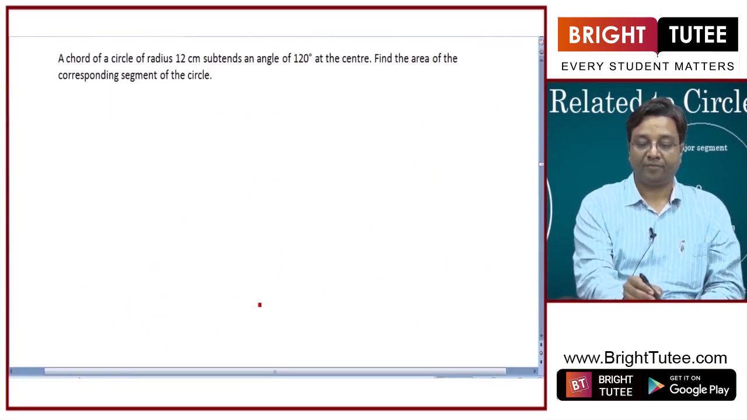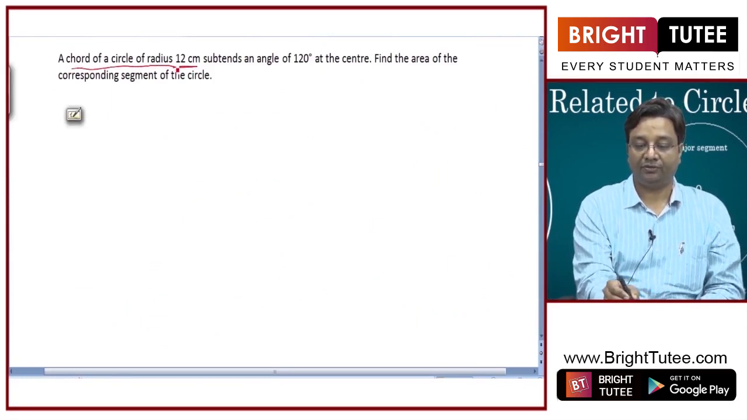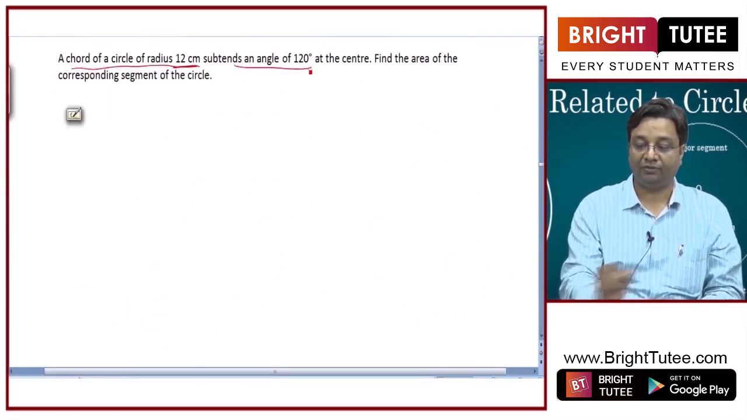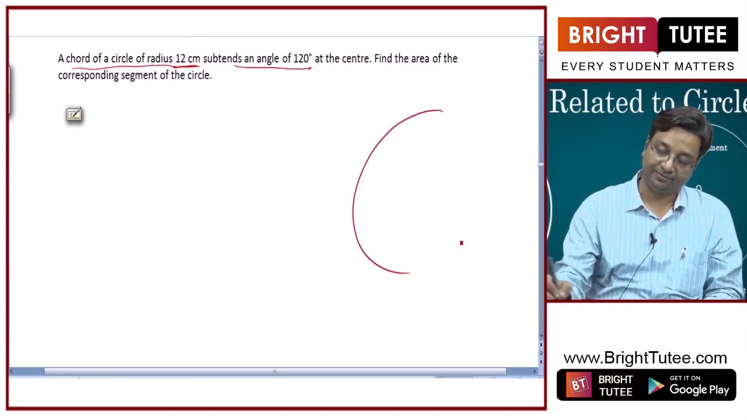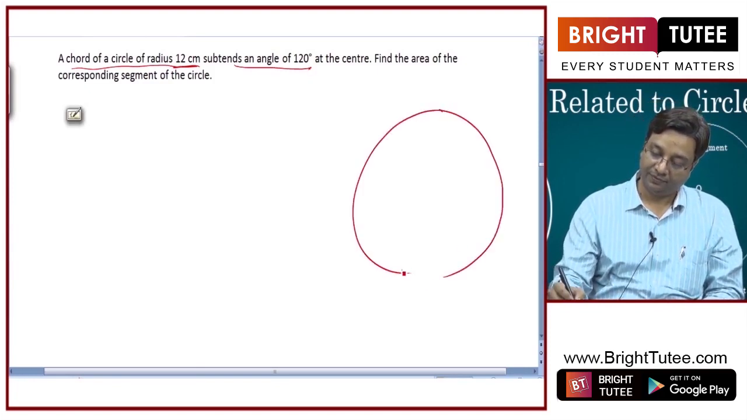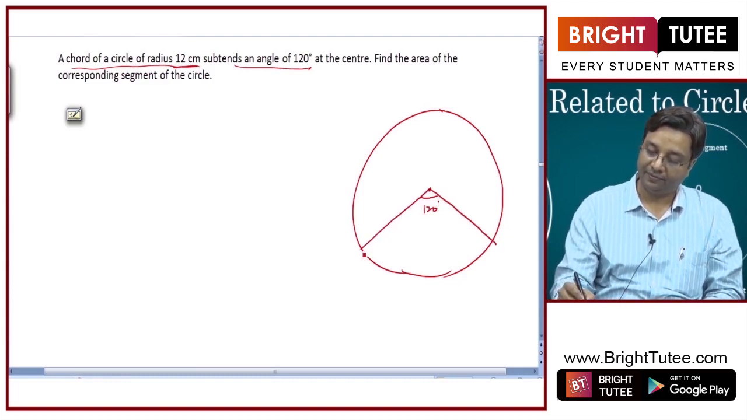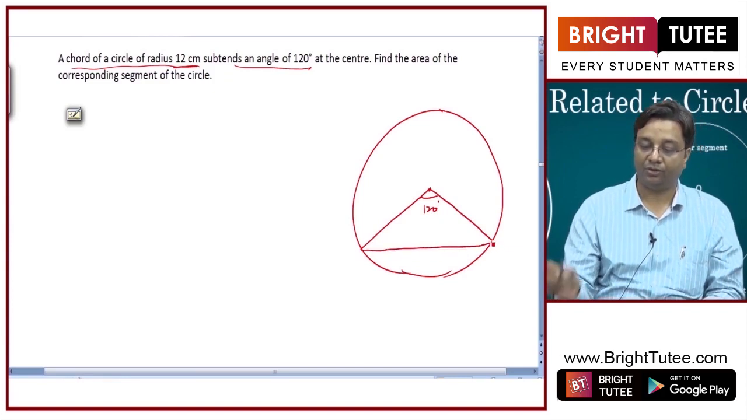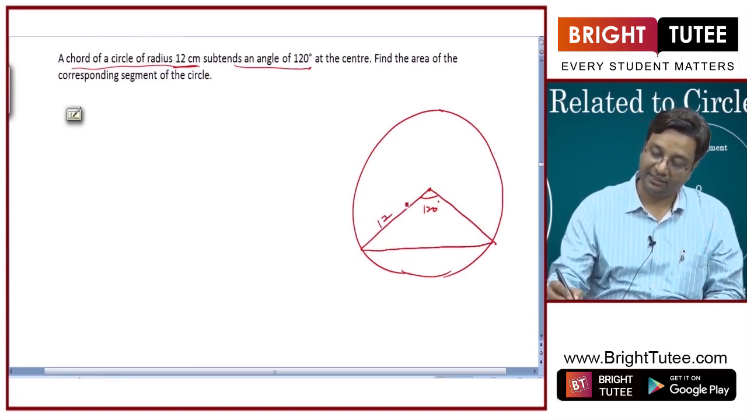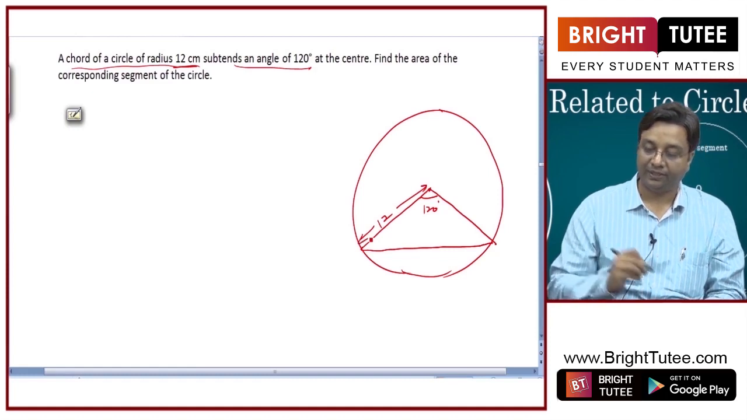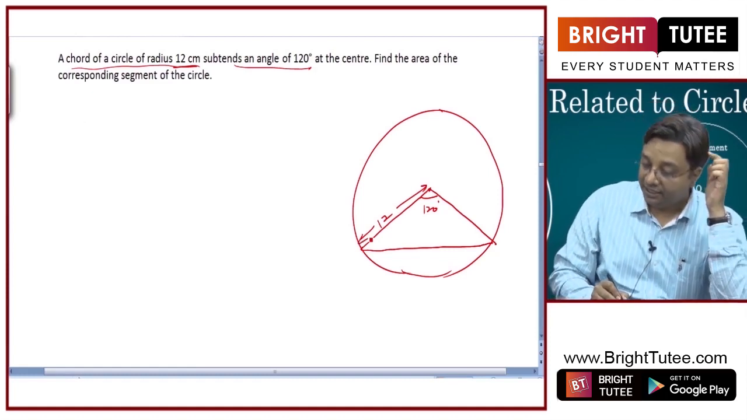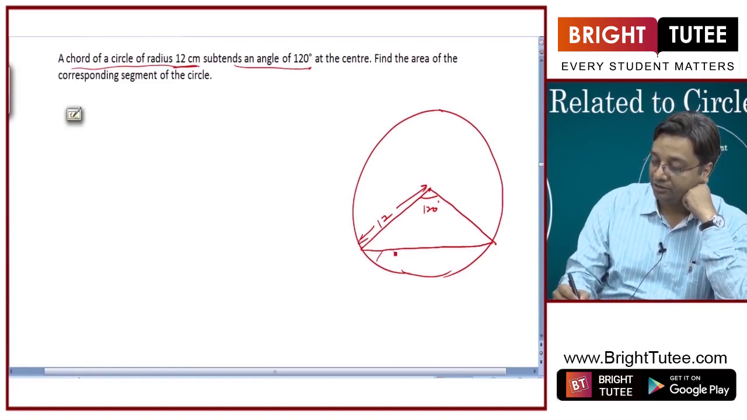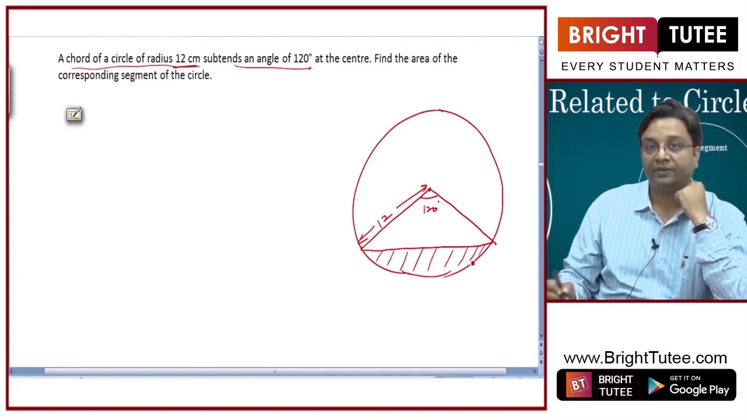A chord of circle of radius 12 centimeter subtends an angle of 120 degrees at the center. So this angle here is 120, and this is the chord that we are talking about, and radius is 12 centimeter. We need to find the area of corresponding segment. So we are talking about this segment here, right?